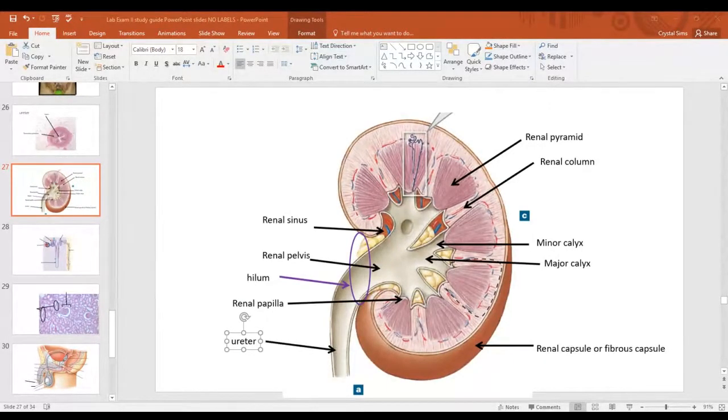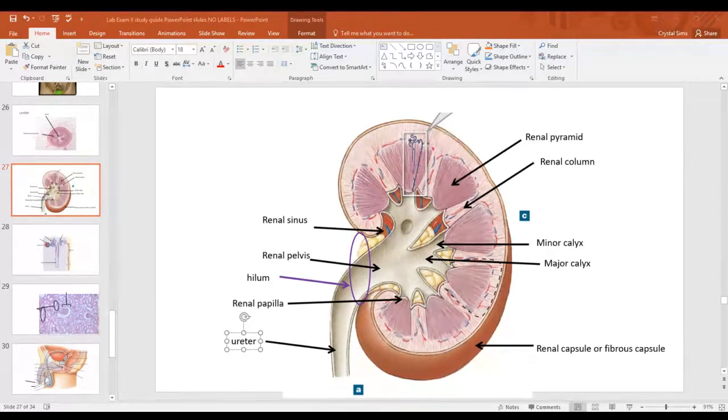All right, and then what do I have next? Yes, the very tip of my pyramid is my renal papilla. And then what is the tube that leaves the kidney? Yeah, so our ureter there. That's going to be my last structure down here, the ureter. All right, so this one is matching on your test.